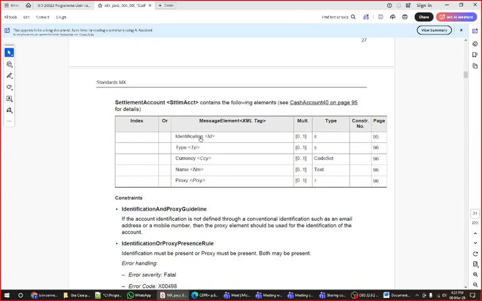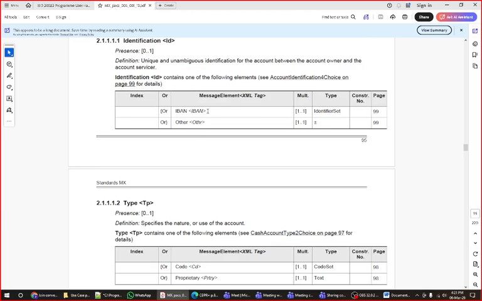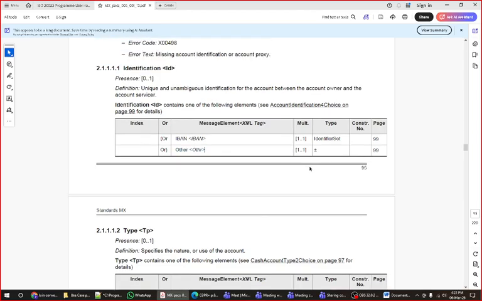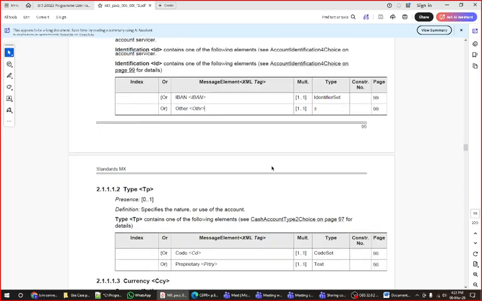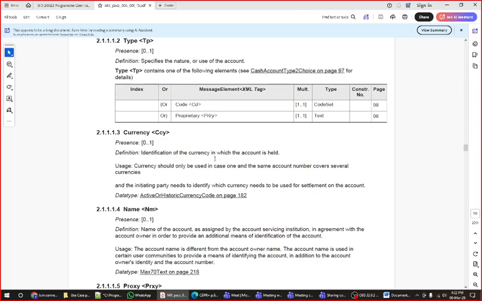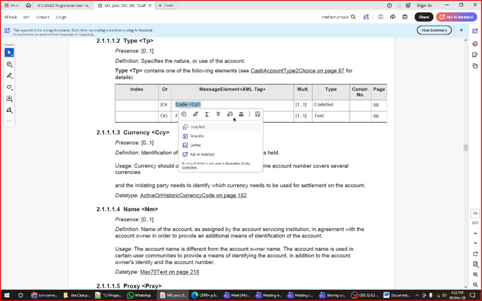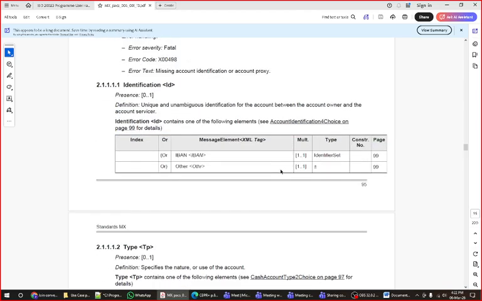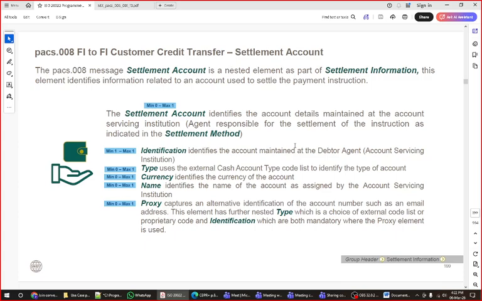First of all, we are checking page number 28. ID. ID contains IBAN or other. Then we have type code. IBAN and others we already discussed, as well as name. So you can put IBAN or you can put ID. If you see the next one, it's type. You can mention the code and currency of this account. Like this, you can verify the other parts too.